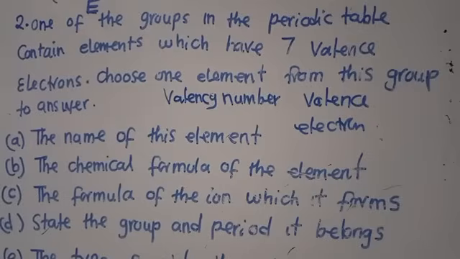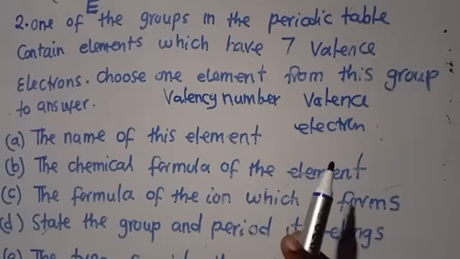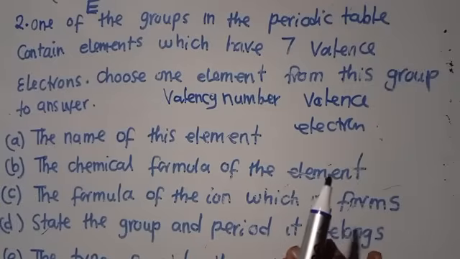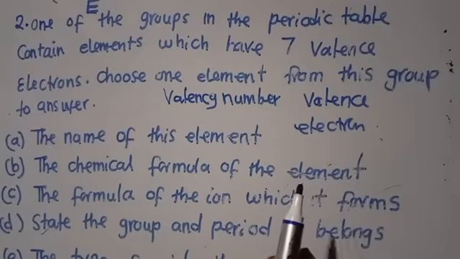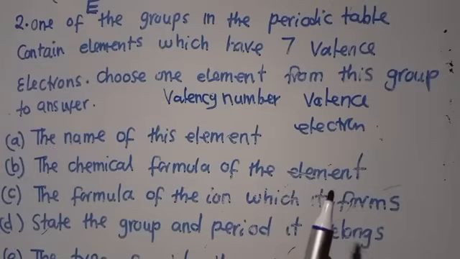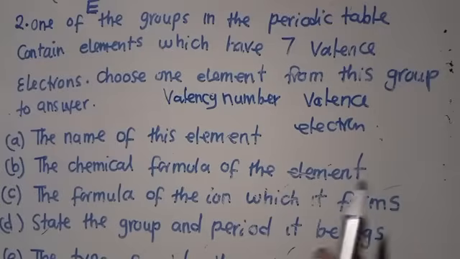Under this topic, what's the difference between cations and anions? Cations form positively charged particles, while anions form negatively charged particles. This is what we need to understand. A cation is a positively charged particle, while an anion is a negatively charged particle.